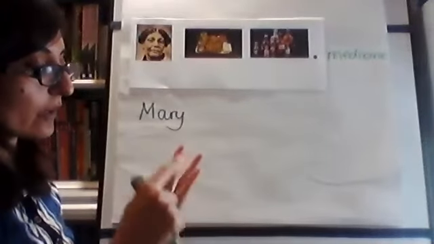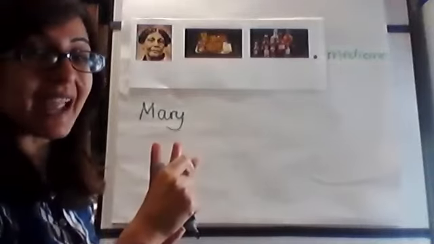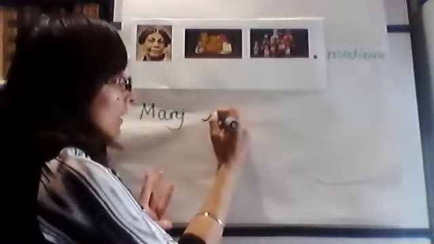Remember, you can always pause the video if you need time to think. Mary gave them food and medicine. Remember, you've got your word in the word bank to help you. Are we ready? Here we go. Mary gave them food. Mary gave. And the word gave has got a split e. So here we go.